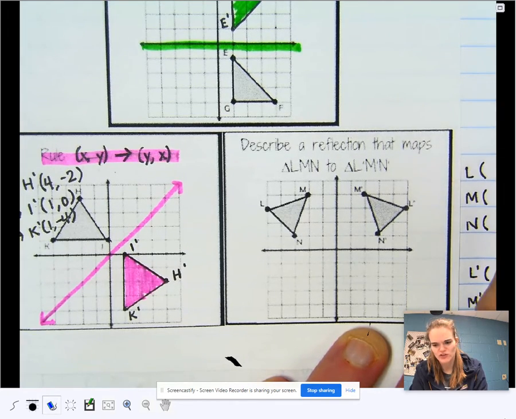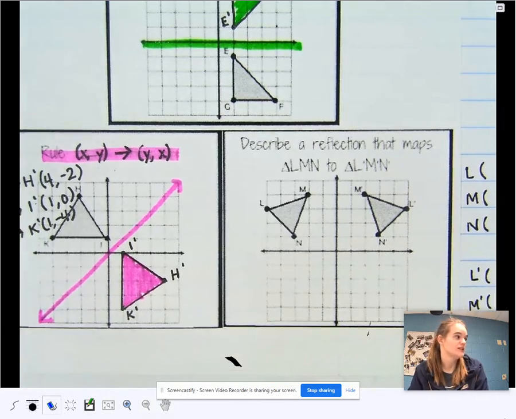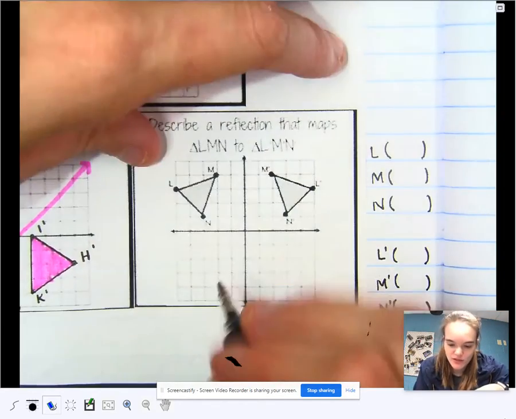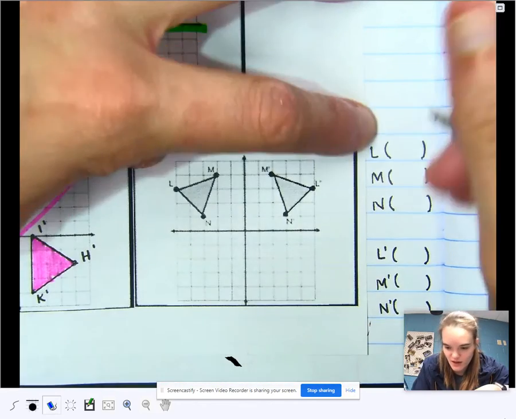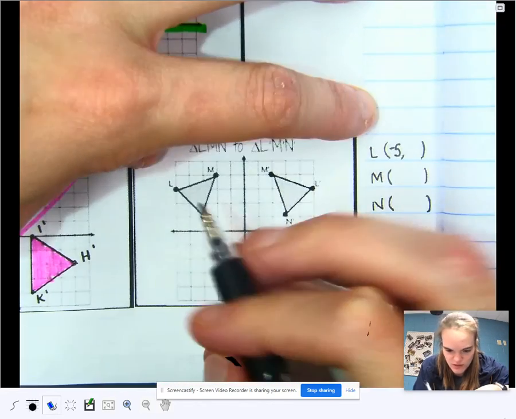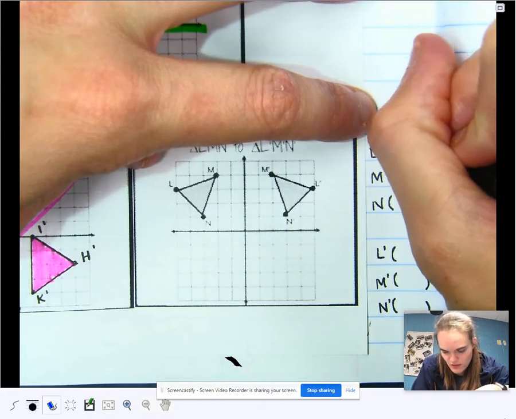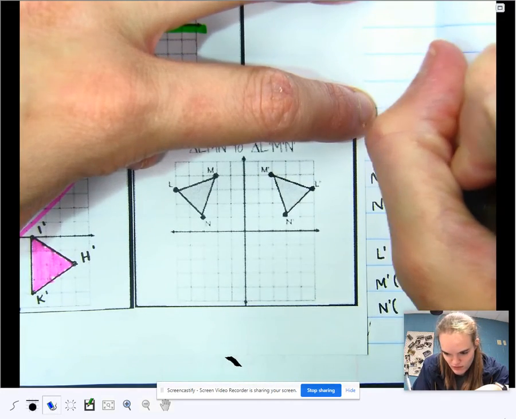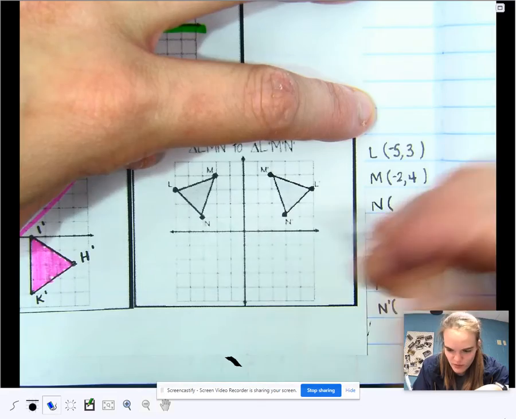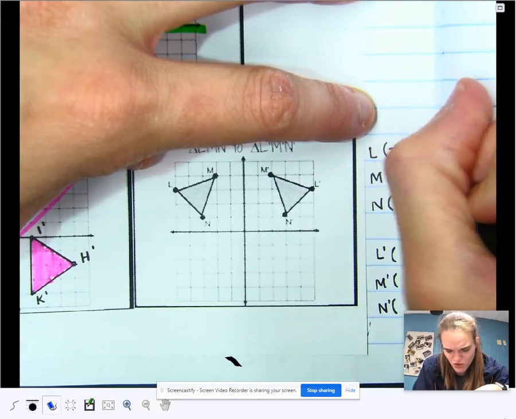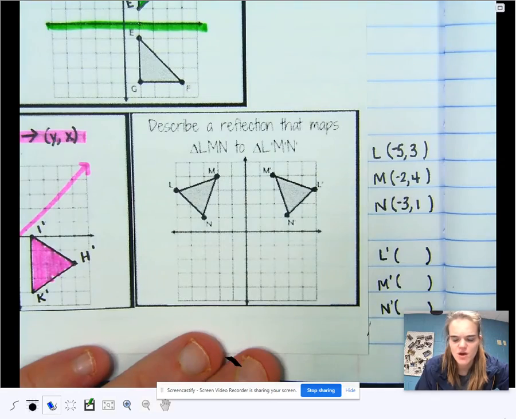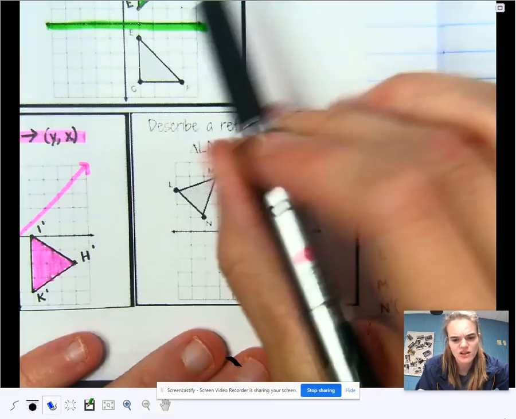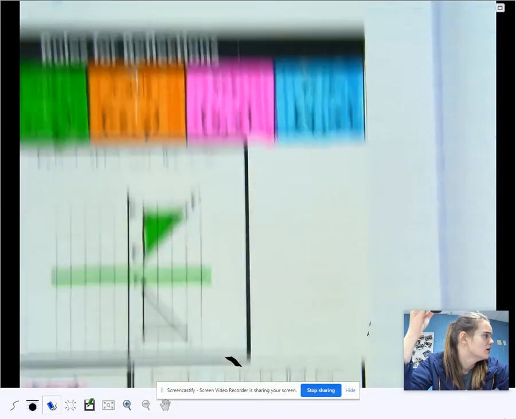Now, we're pretty sure it's a reflection across the y-axis. We can write the points down to check. We don't have to, but I'm going to just to show you that if you ever need to check, you have that option. So L is at (negative 5, 3). M is at (negative 2, 4). N is at (negative 3, 1). Now, I said we're pretty sure it's a reflection across the y-axis, which means the only thing that should change is the x should become the opposite sign, based on our rule up here.